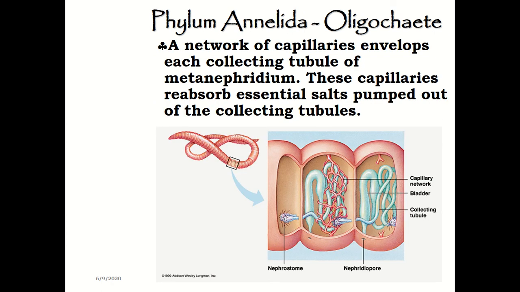Also, they have a network of capillaries that envelops each collecting tubule of the metanephridium. This capillary network will reabsorb essential salt that comes out of the collecting tubes. You can see here the nephrostome, the nephridiopore, the one used to excrete the excess waste, and this one is the collecting tube, to reabsorb the essential salt, same as the collecting duct in our kidney.